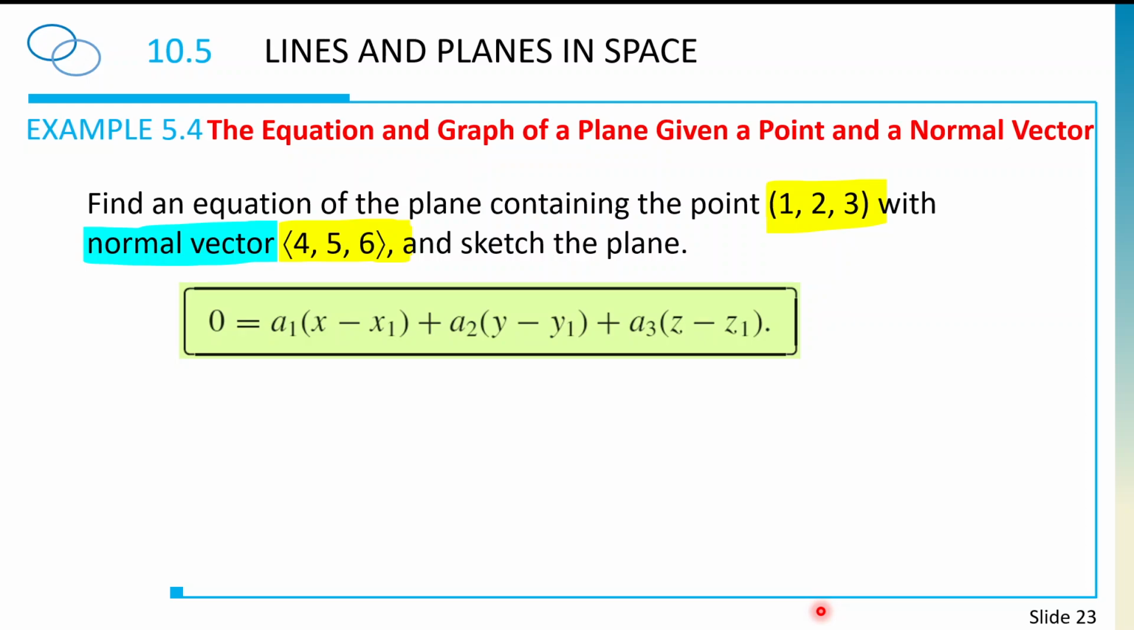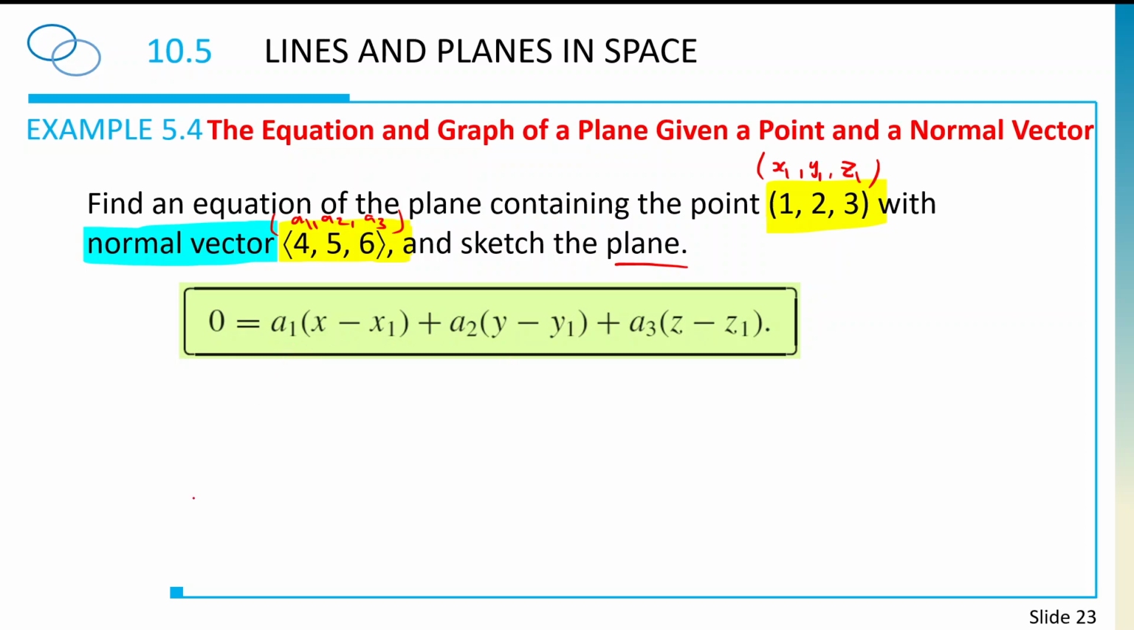Now let's try to solve this question. I prepared the equation in front of you. I need to find an equation of the plane containing the point 1, 2, 3. So this is basically x1, y1, z1. It's good to always label them, it's easier to follow the definition. And it has a normal vector, which we use as a1, a2, a3. And they want us to sketch the plane after.